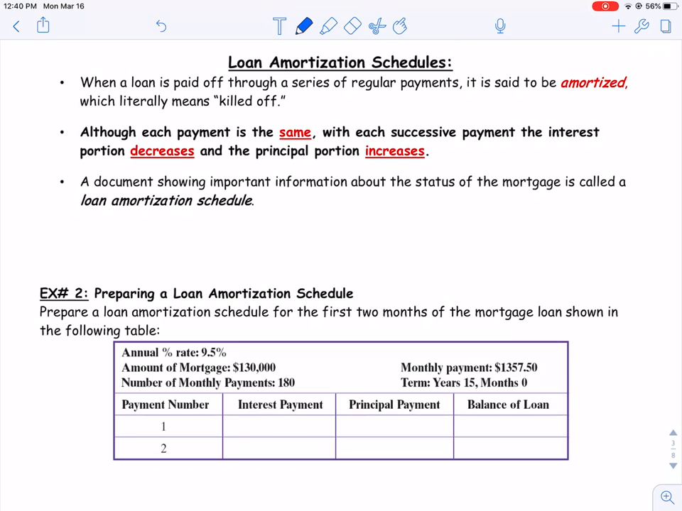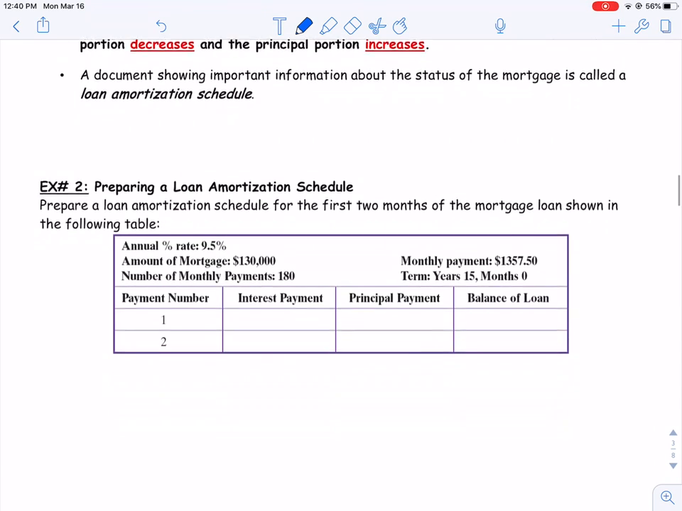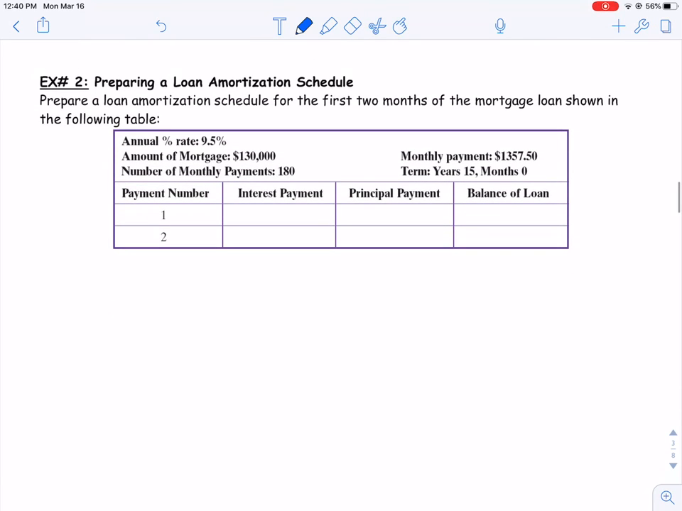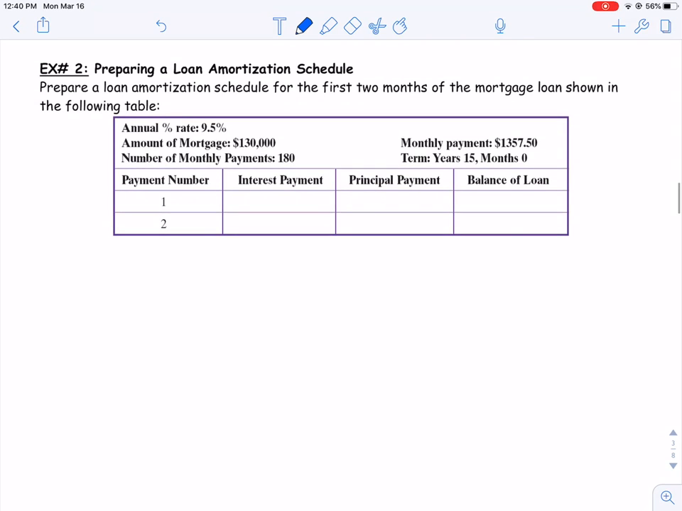Okay, so a document showing important information about the status of your mortgage is called a loan amortization schedule. What we're going to do is calculate the first 2 different payments, and see how much actually goes to interest versus how much goes to the principal. I'm not going to make you do the whole entire thing because that would be crazy, but I am going to ask us to do a couple just so you can see how it works.